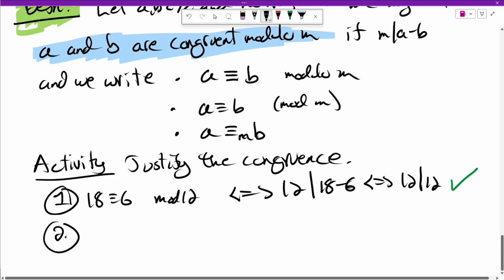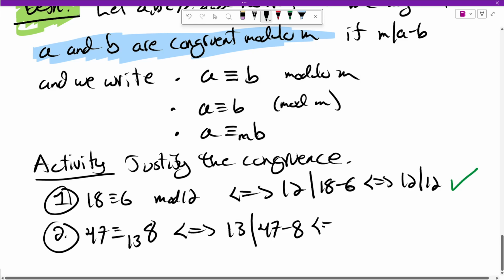Let's do 2. 47 should be congruent, and I'll use some different notation here, mod 13 to 8. So this is saying that 13 divides 47 minus 8, and that's saying that 13 divides, let's see, 47 minus 8 is 39. And this is certainly true because 39 is 3 times 13. Great, so it definitely divides it.